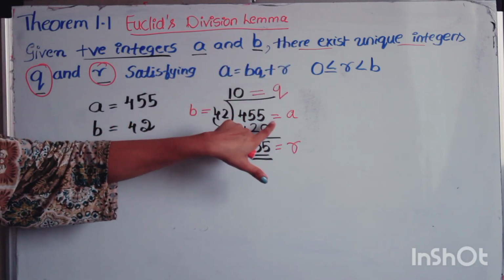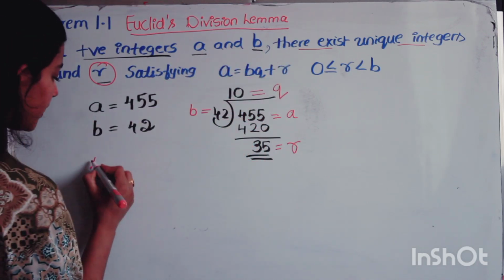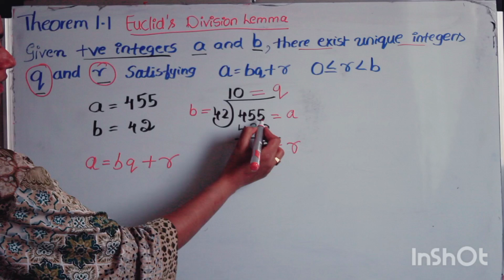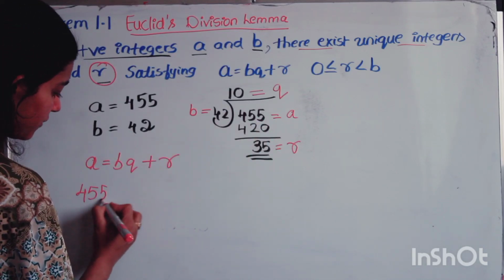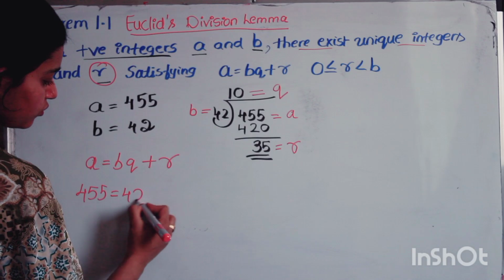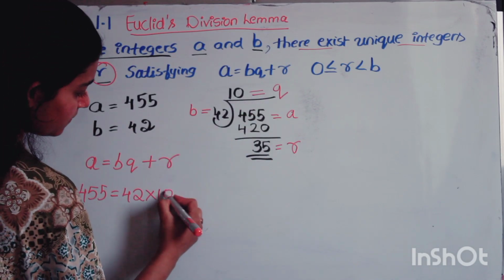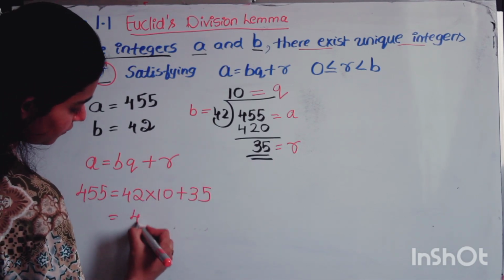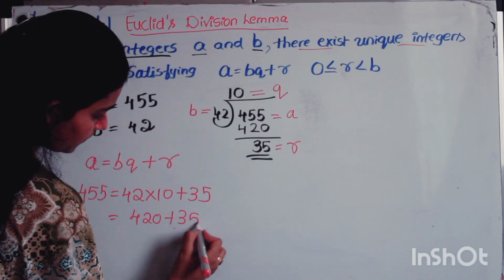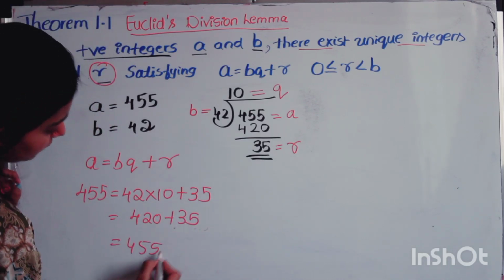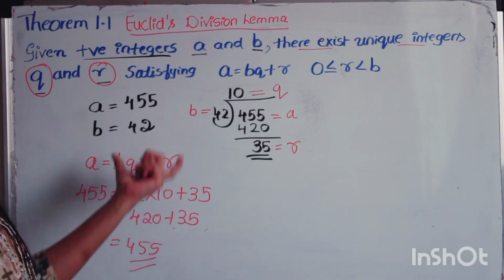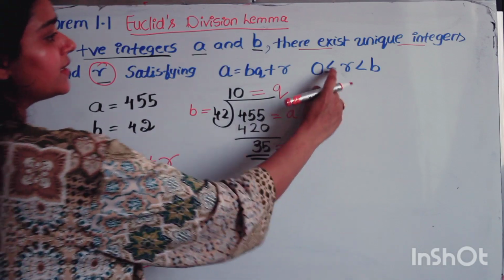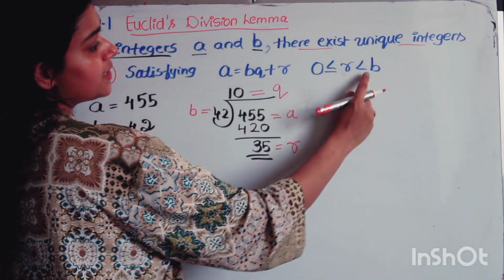If you want, we can check. Write down the formula: a = bq + r. What is a? 455. What is b? 42, into q is 10, plus r is 35. So 42 tens are 420, plus 35, gives the same 455. So this satisfies a = bq + r.